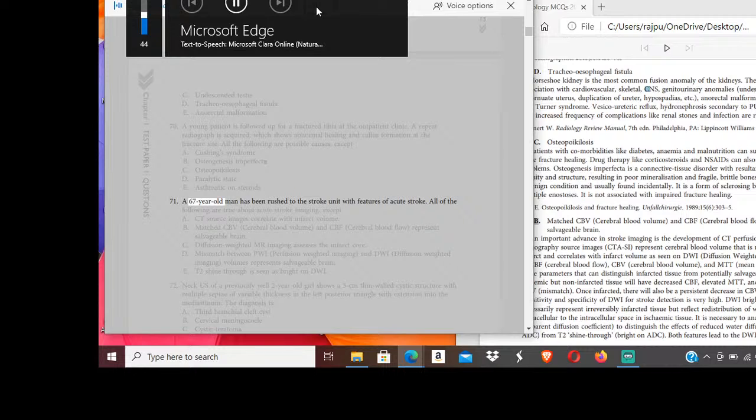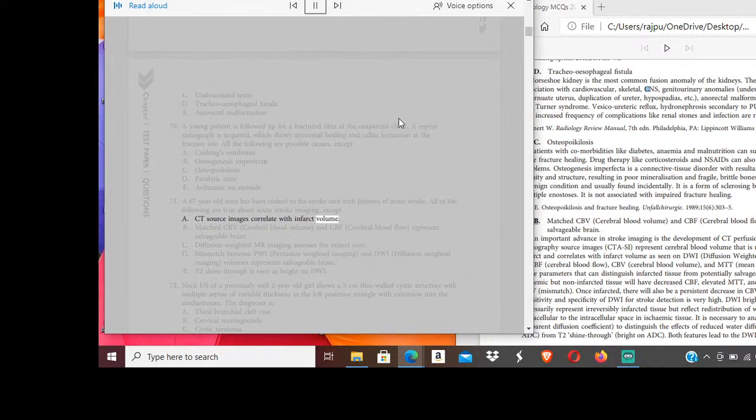71. A 67-year-old man has been rushed to the stroke unit with features of acute stroke. All of the following are true about acute stroke imaging, except A. CT source images correlate with infarct volume. B. Matched CBV, cerebral blood volume, and CBF, cerebral blood flow, represent salvageable brain. C. Diffusion-weighted MR imaging assesses the infarct core. D. Mismatch between PWI, perfusion-weighted imaging, and DWI, diffusion-weighted imaging, volumes represent salvageable brain. E. T2 shine through is seen as bright on DWI.